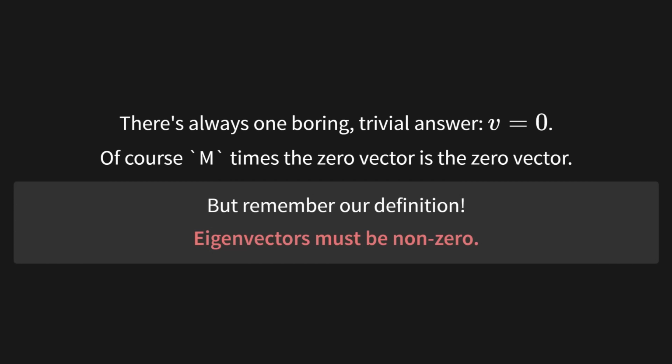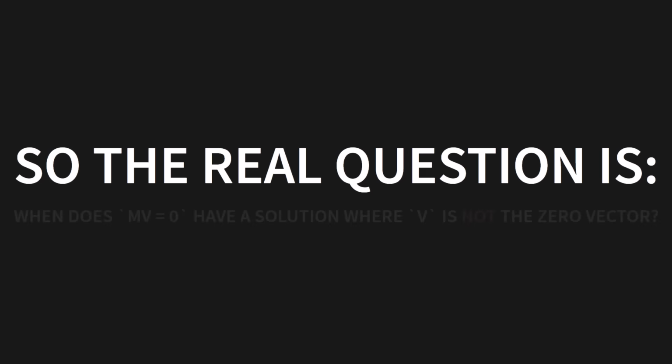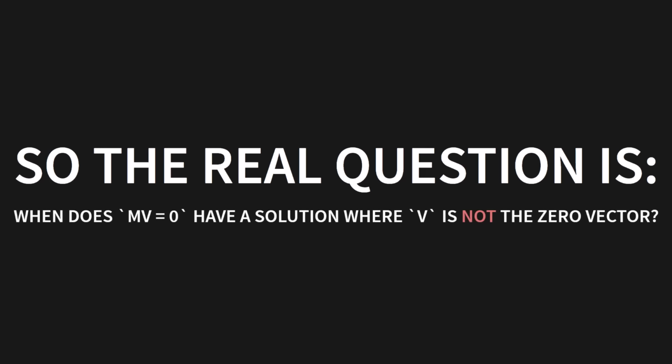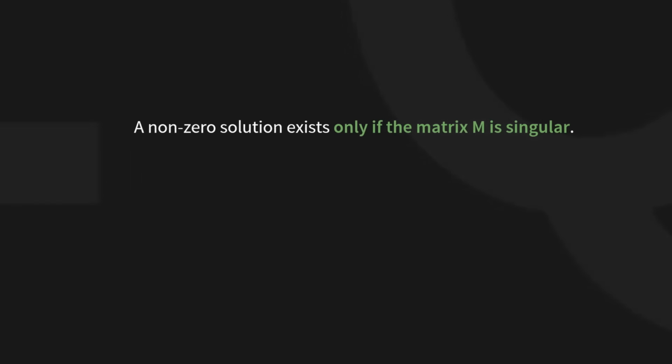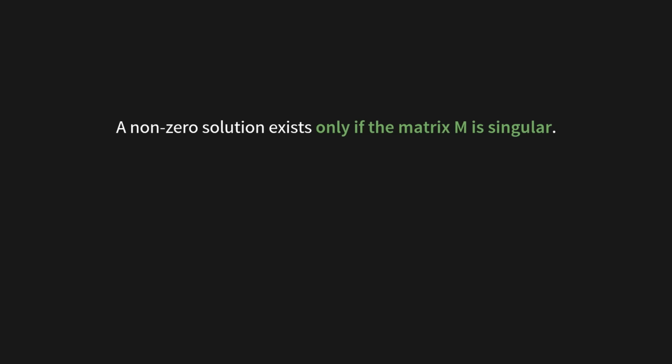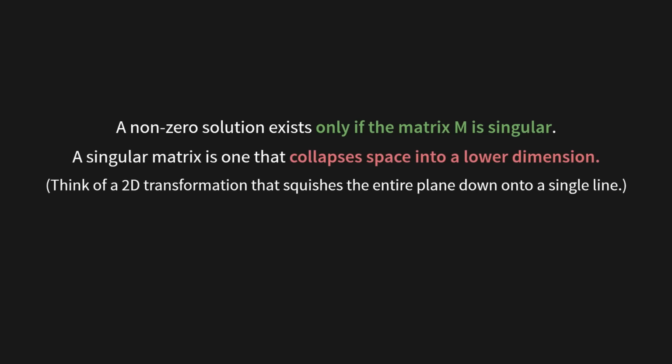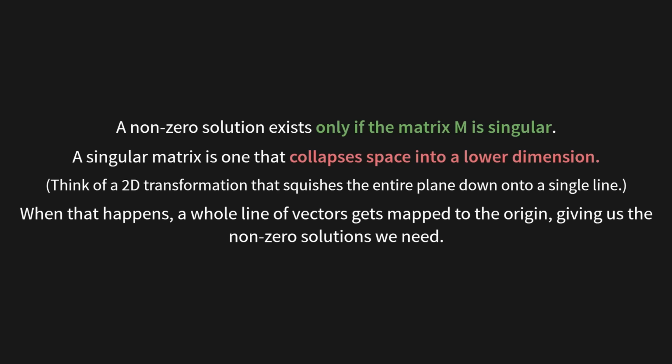Eigenvectors must be non-zero. So the real question is, when does Mv equals 0 have a solution where v is not the 0 vector? A non-zero solution exists only if the matrix M is singular. A singular matrix is one that collapses space into a lower dimension. Think of a 2D transformation that squishes the entire plane down onto a single line. When that happens, a whole line of vectors gets mapped to the origin, giving us the non-zero solutions we need.